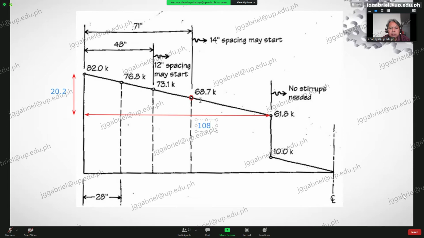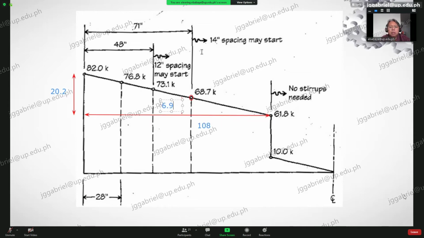So if this is 68.7, how much would this be? 68.7 minus 61.8. How much is that? Right? So 68.7 minus 61.8 is 6.9. Right? I'd like to figure out where it is located.